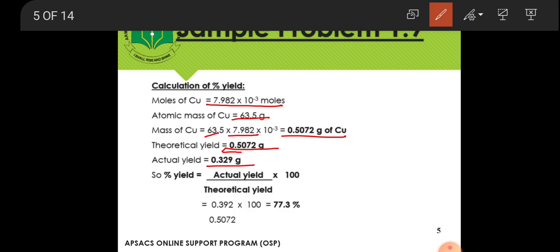The actual yield is given in the question, and that is 0.392 gram. So what is the percentage yield? Percentage yield is actual yield divided by theoretical yield multiplied by 100. So the actual yield is 0.392 grams, theoretical yield is 0.5072 grams, multiplied by 100. So the percentage yield is 77.3%. Yes students, so in this way we calculate the percentage yield of a chemical reaction.